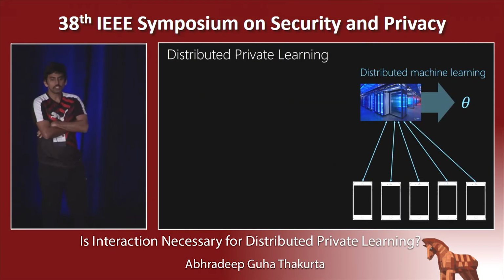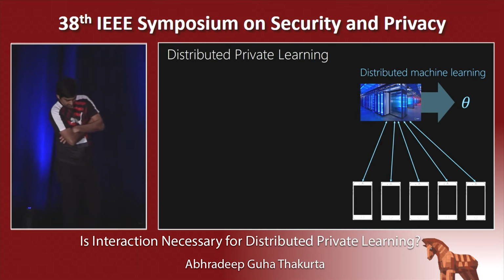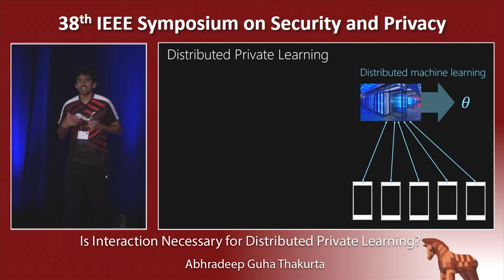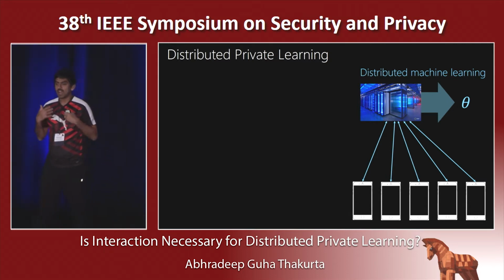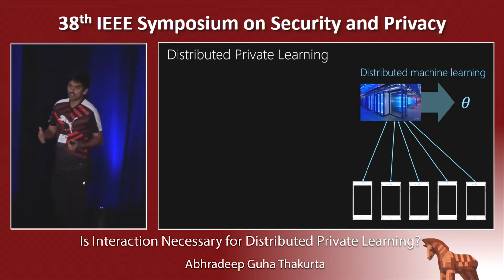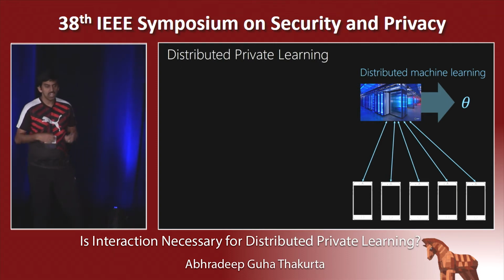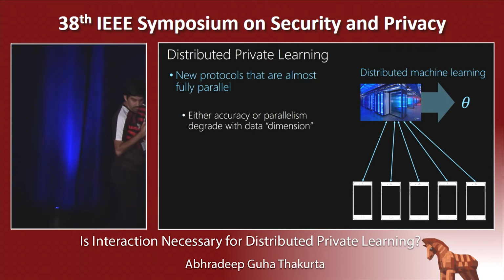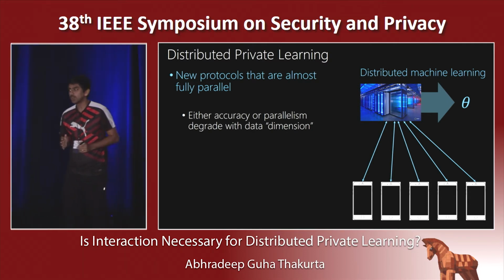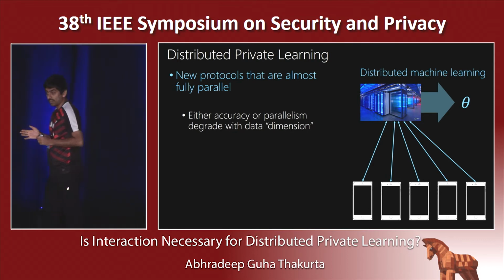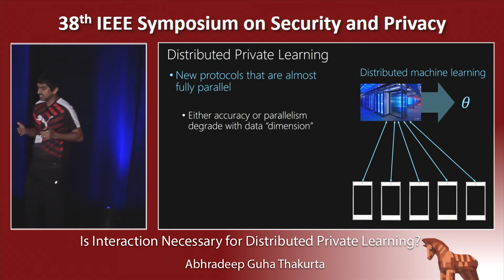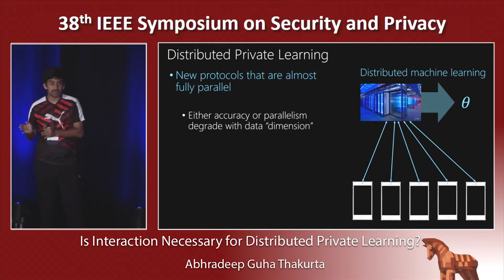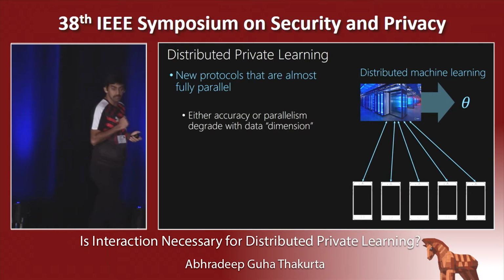So this talk is about distributed private learning. Typically you can think of a bunch of devices. Each device has a data sample, and there is a server which wants to train a learning algorithm on these devices, and the trained outcome is a model. Now, in our work, we show protocols which are almost fully parallel, in the sense that, under the constraint of privacy, the server can talk to each of these devices independently and still come up with a reasonable model.